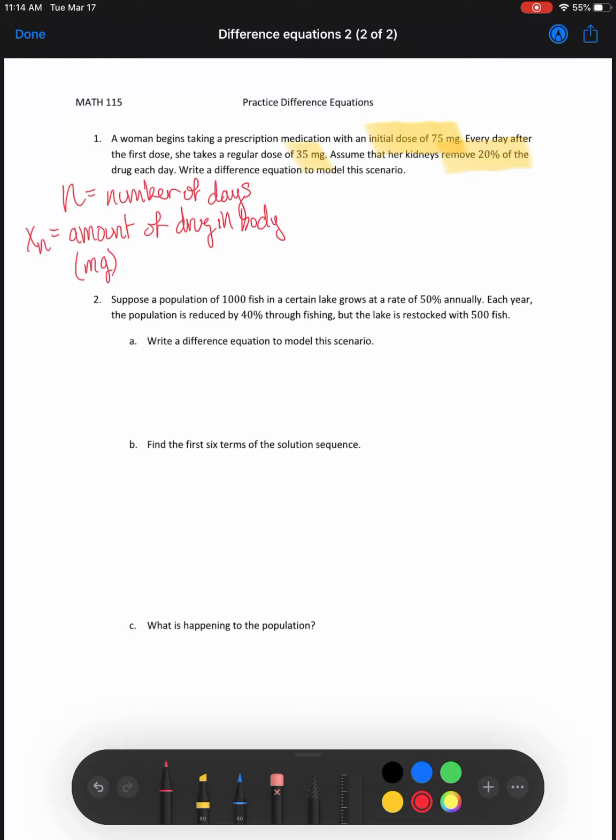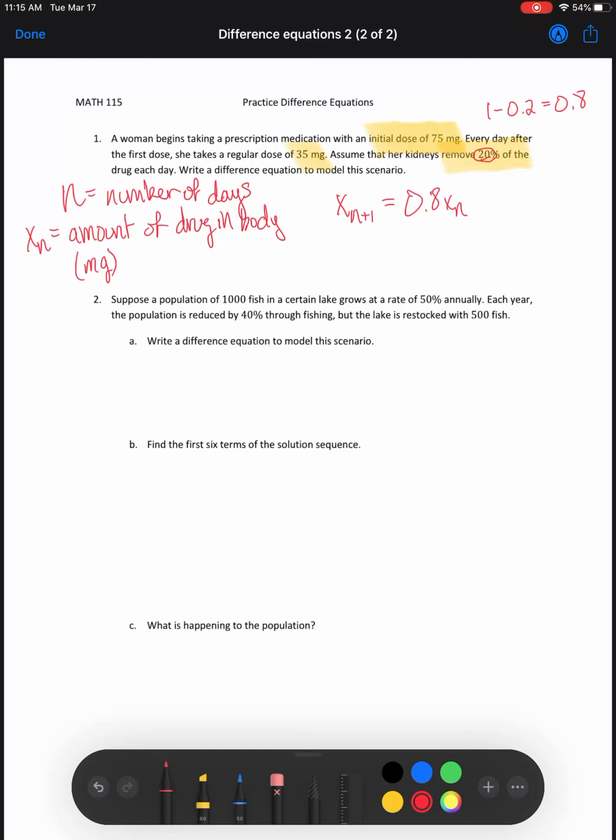The next thing we need to do is to write the two things. So when we're writing a difference equation, we should always have an equation that has x sub n plus 1 equals something. So let's do that part first. If the kidneys are removing 20% of the drug each day, that means that 80% is left over. So just like we did with exponential functions, we're going to do 1 minus 0.2 and get 0.8. And that number goes into our difference equation as the coefficient of the x sub n.